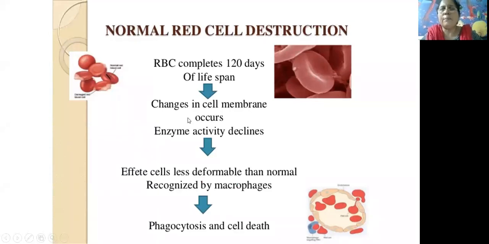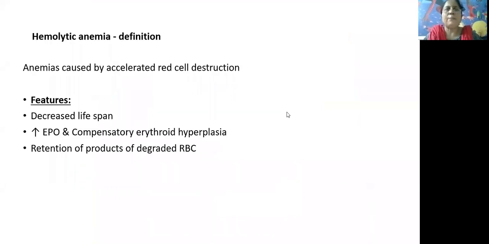Then cell membrane change, enzyme activity, everything declines. As we age, there are many changes. Similarly, the RBC also ages. Then it becomes less deformable. So the splenic macrophages, mainly in the spleen, and to a small extent the liver and bone marrow also, recognize it, causing phagocytosis, and cell death occurs. This is what happens normally.